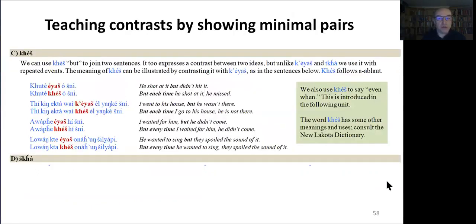Another example of teaching through minimal pairs is with the introduction of the word kache. We can use kache to join two sentences. It too expresses a contrast between two ideas, but unlike kesh and ka, those are words introduced in the previous sections, we use it with repeated events. So here, if they study a minimal pair, they will observe that kesh is used with a single event, whereas kache is used with repeated or habitual events.